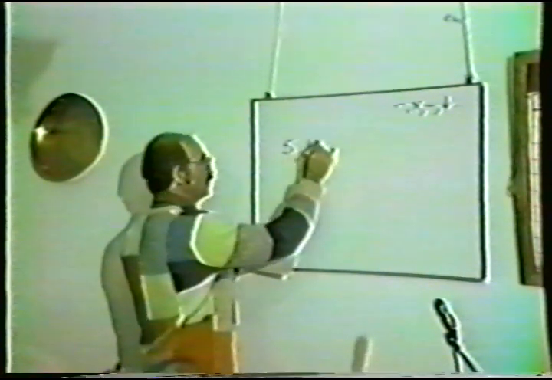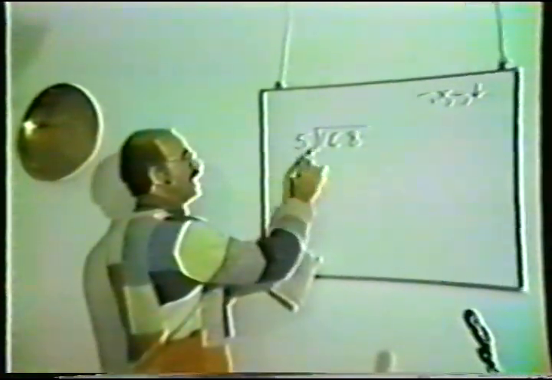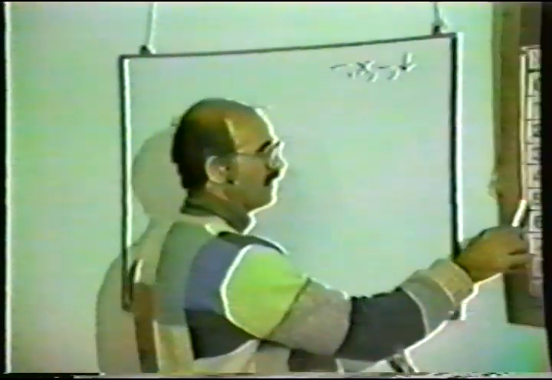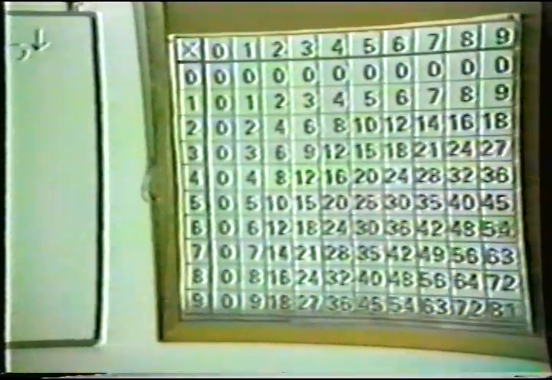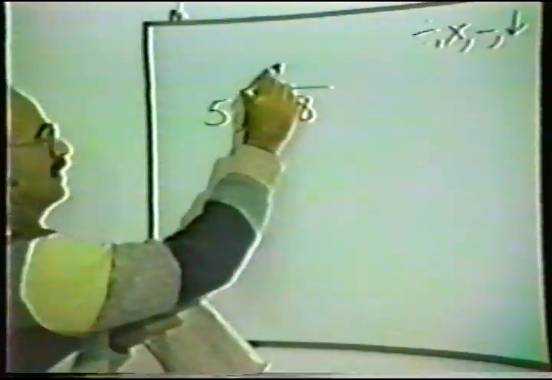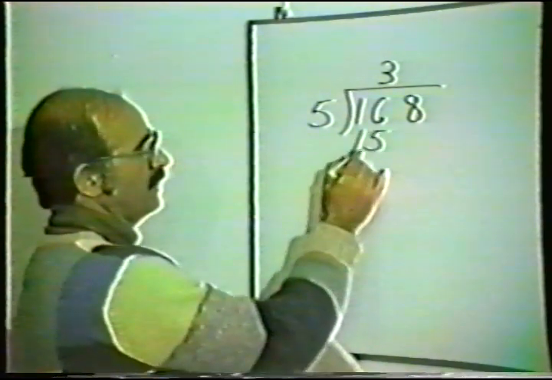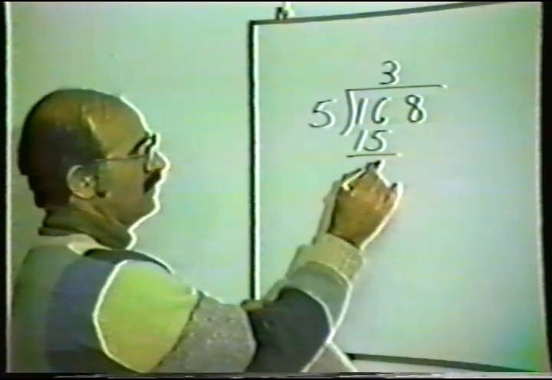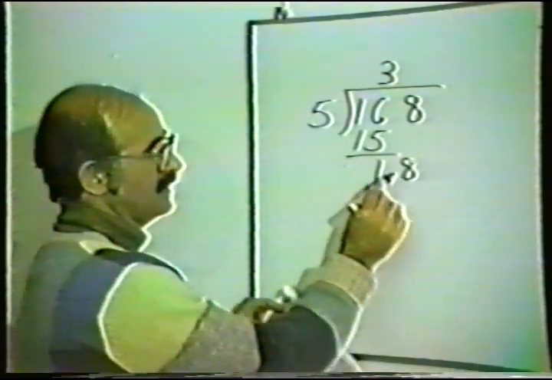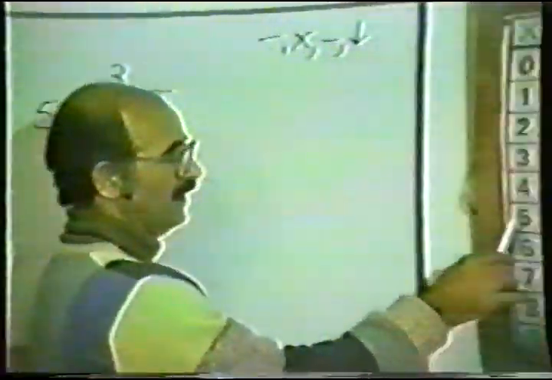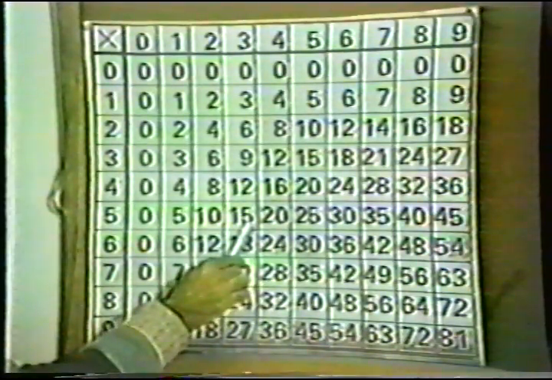Five into 168. 5 into 16. We have to use the 15. We go up and get the 3. 5 into 16 goes? 3. 3 times 5 is? 15. Subtract, get 1. Bring down the 8. 5 into 18. Tell me when to stop. Stop. We have to use the 15.